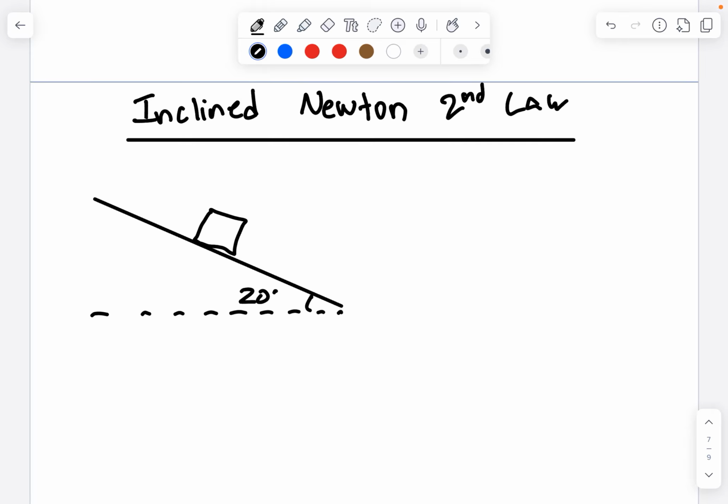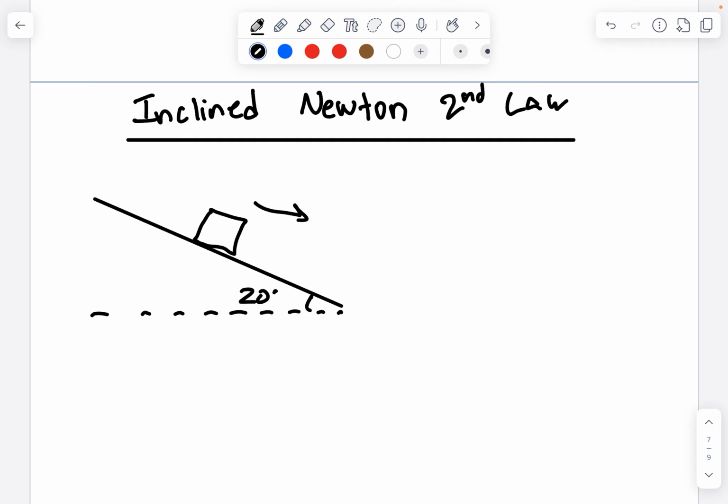Today we're going over how to solve Newton's second law problems on inclined surfaces, so anything that really involves an angle. Let's look at this problem real quick. We have a box on a ramp and it is sliding downward. However, nothing is pushing it.